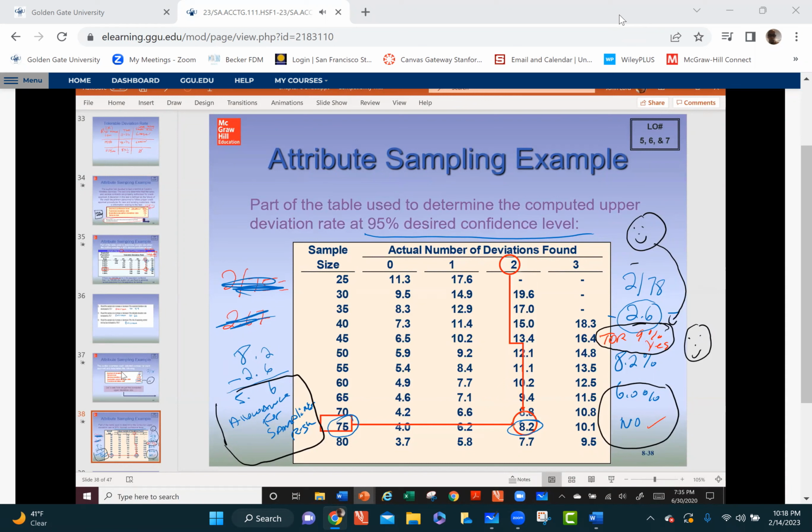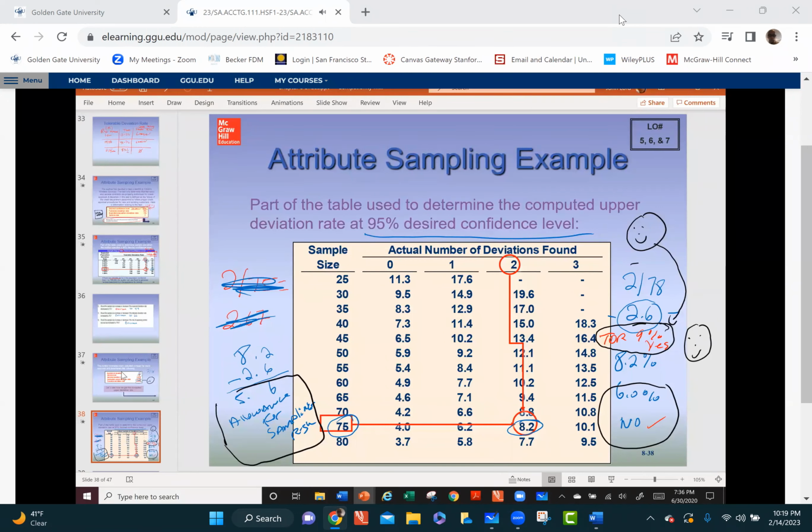What would you do if your tolerable deviation rate was 6%, and you had 8.2%? What would you do? Would you just increase the sample size? For what? Increase the sample size for what? You're testing what? I feel like this is a trick question. I don't know if it's a trick. I wouldn't call it a trick question. It is a question though, and it could be tricky.